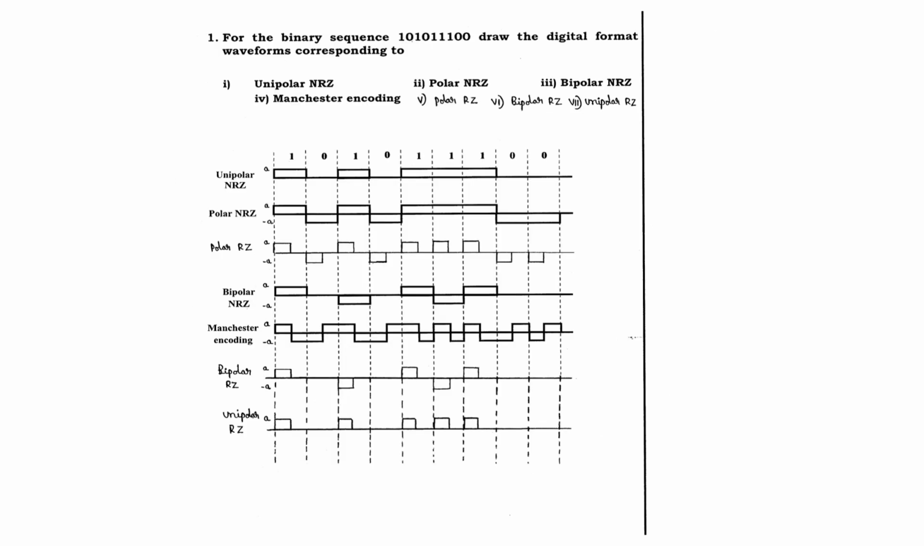So this is one more example. Write the binary sequence 1 0 1 0 1 1 1 0 0. Draw the digital format waveforms corresponding to unipolar non-return to 0, polar non-return to 0, bipolar non-return to 0, Manchester encoding, polar return to 0, bipolar return to 0 and unipolar return to 0. So first line coding technique is unipolar non-return to 0: 1 0 1 0 triple 1 double 0. Polar non-return to 0 is again positive amplitude for bit 1, negative, positive, negative, again three positive amplitude levels, then negative amplitude levels.